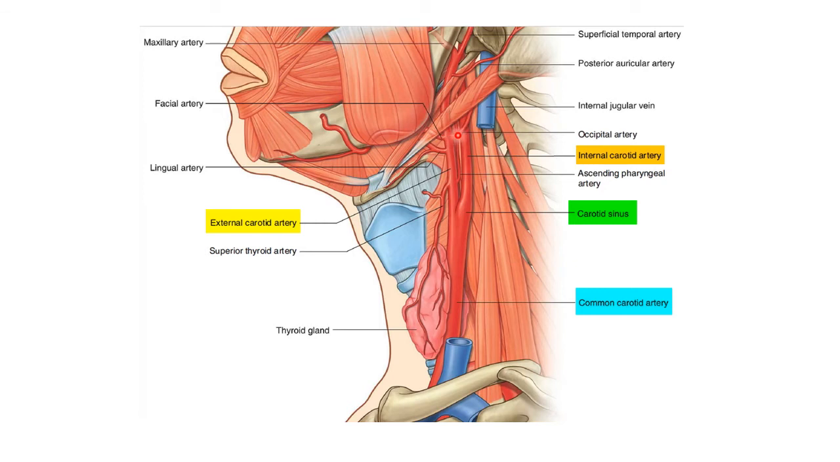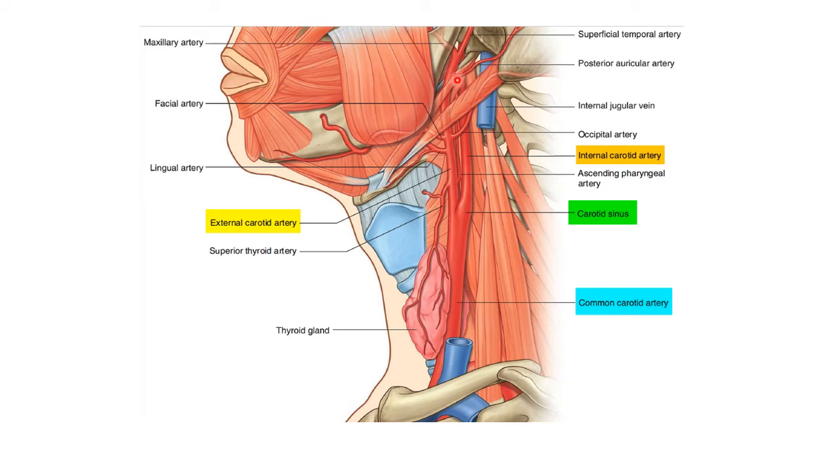Next is the occipital artery. The occipital artery arises from the external carotid artery opposite the facial artery. It passes upward and reaches the back of the scalp. Its terminal part is accompanied by the branches of the greater occipital nerve to supply the back of the scalp. So this was the occipital artery.